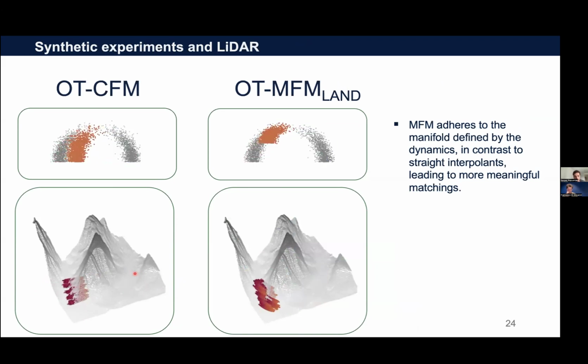And in both cases, we can clearly see that metric flow matching adheres to the underlying manifold defined by the data points, and it leads to more meaningful matchings. And obviously, conditional flow matching does not consider that problem at all.